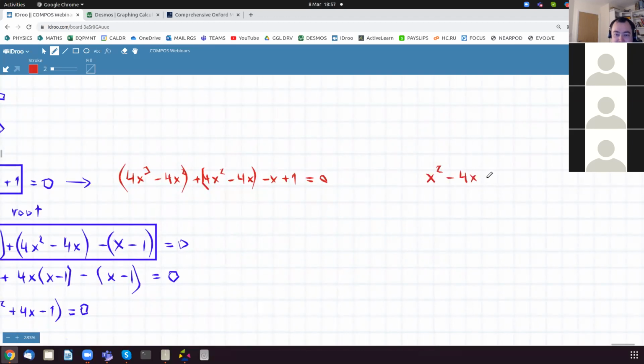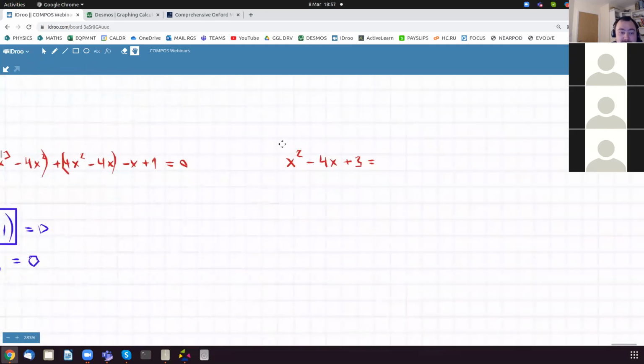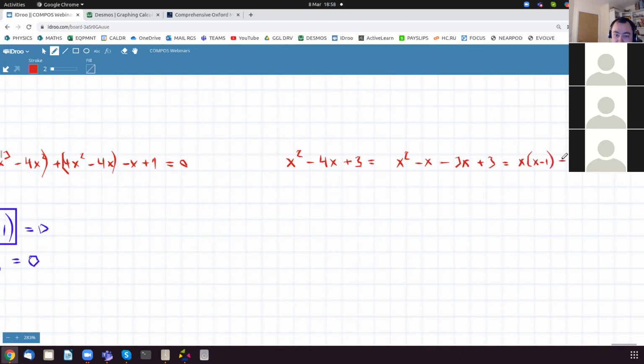Okay, that's too easy. Plus 3. Yeah, why not? You can factorize this because you can clearly see that 1 is a root. So it's going to be x squared minus x. You're left with minus 3x to go, plus 3, and that is x minus 1, minus 3, x minus 1.